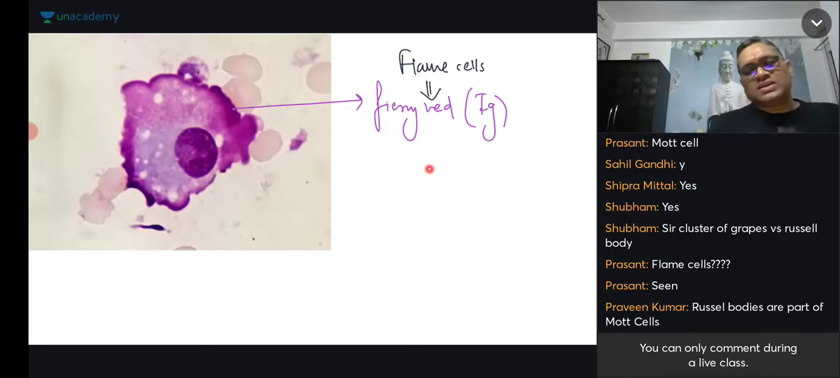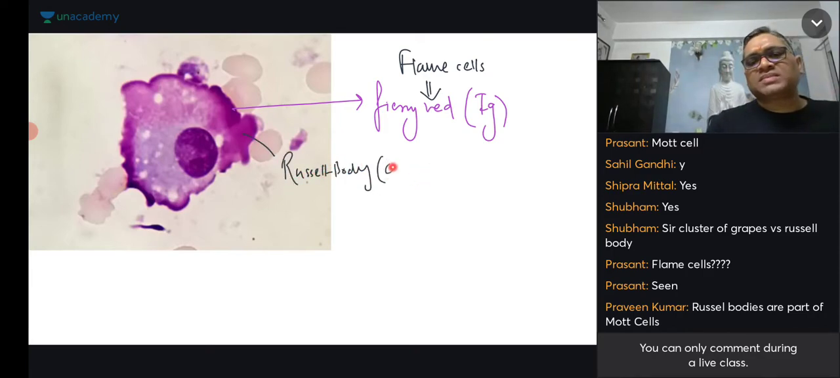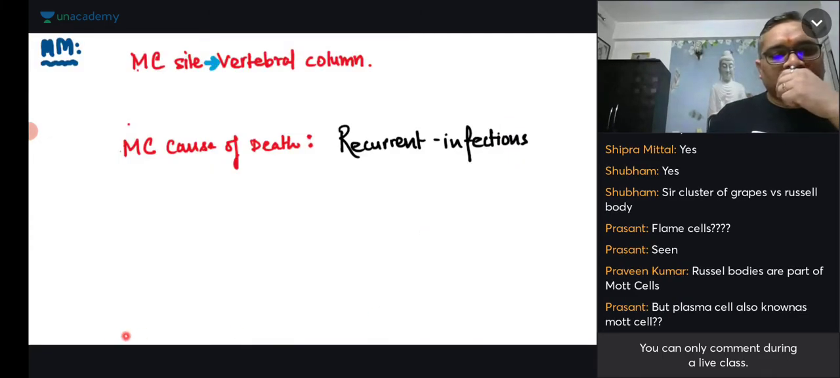These are also called Russell bodies only. Anything which is present in the cytoplasm, irrespective of the color, whether it is blue, whether it is green, whether it is a fiery red deposition, they are all Russell bodies. In the cytoplasm, they are having accumulation. It is the presentation of the cell which is different. Right? Fine. The most common site for multiple myeloma is the vertebral column.